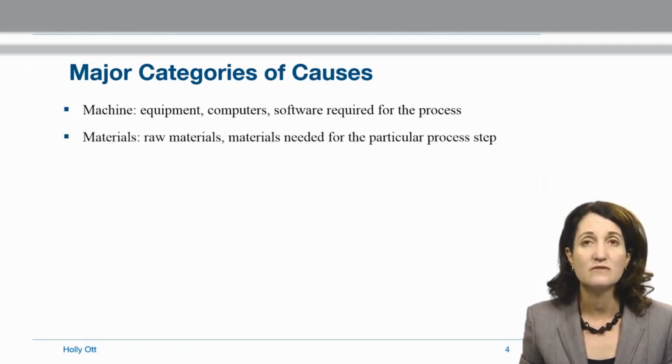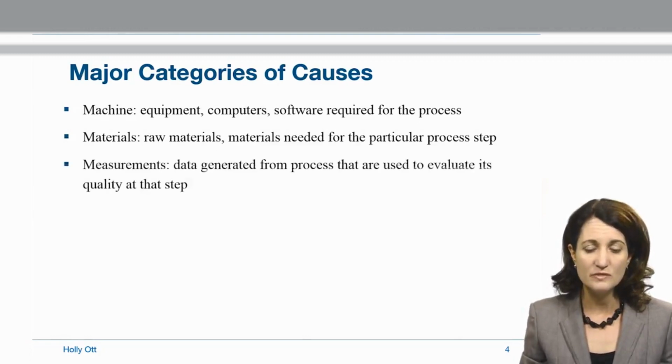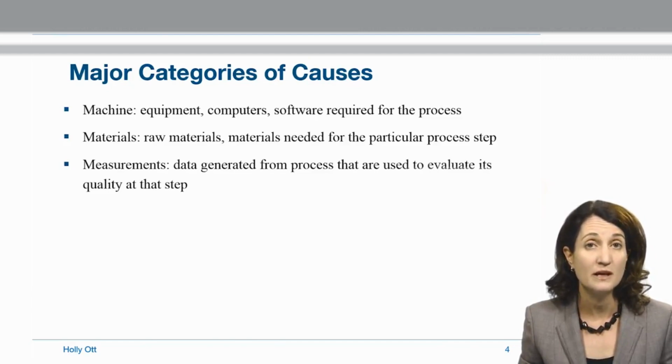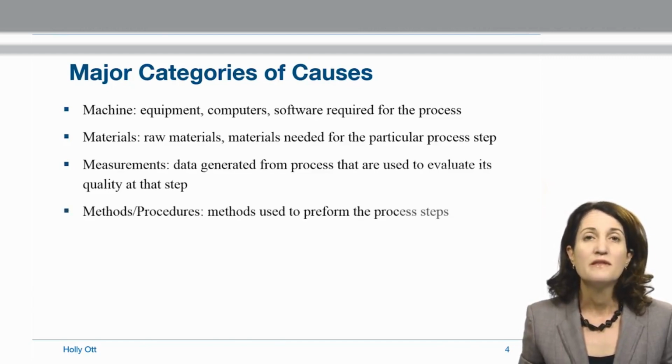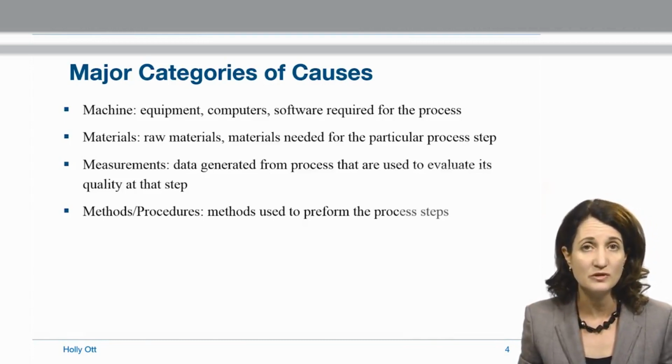Materials then consist of raw materials, materials that might be used for the equipment at that process step. Measurements are data generated from the process that are used to evaluate its quality at that point. Methods and procedures are how the process steps are performed. What is the set of operating procedures, the standard operating procedure, SOP, that is documented and used.